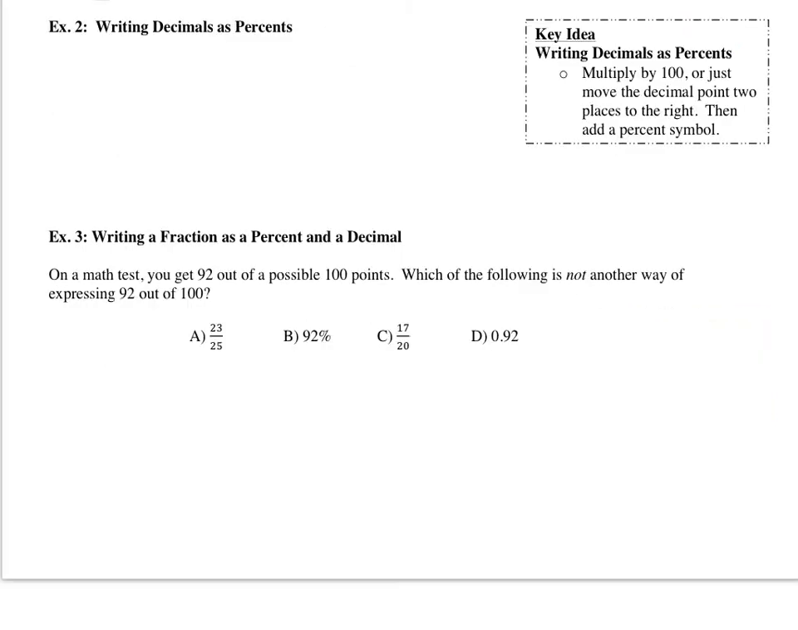For example 2, this time we're going to go from decimals and we're going to write them as percent. So we're kind of doing the reverse of what we just did. Over here in the text box, got the key ideas here. This time instead of dividing by 100, we're going to be multiplying by 100. And multiplication by 100 is exactly the same thing as moving the decimal 2 places to the right. Then, because we are changing it from a decimal to percent, we've got to add on that percent symbol.